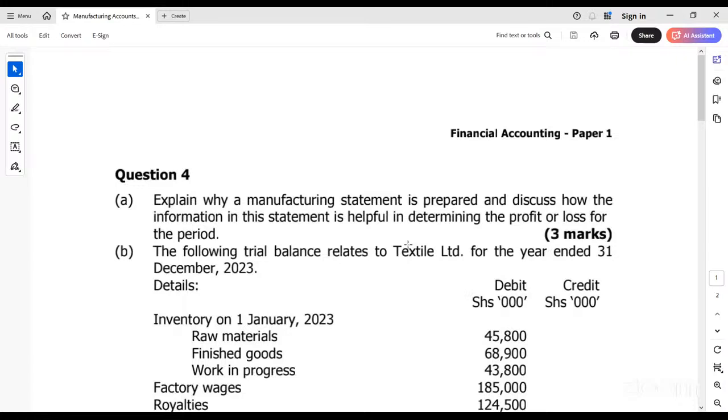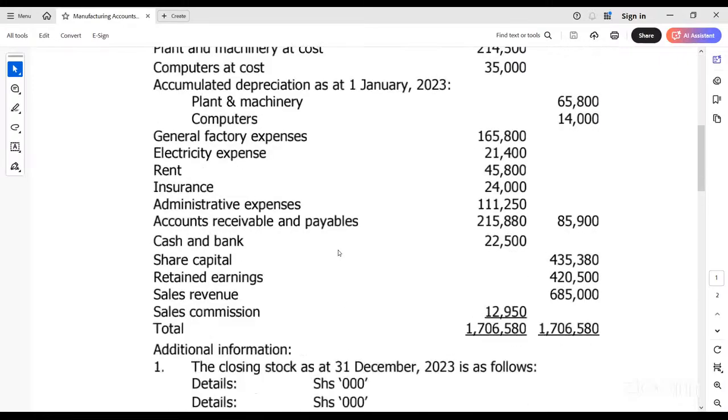We managed to prepare one. Unfortunately, I don't have the manufacturing statement which we prepared. But in case you missed the previous Saturday's class, you can use the recording on my YouTube. That recording is there. It can help you to learn more about the manufacturing account, how it is prepared. Now we'll try to look at part B of the question.